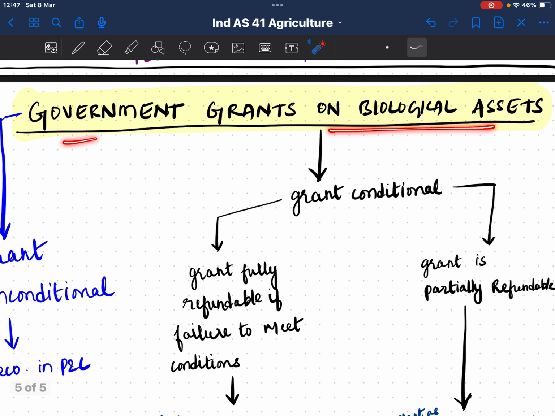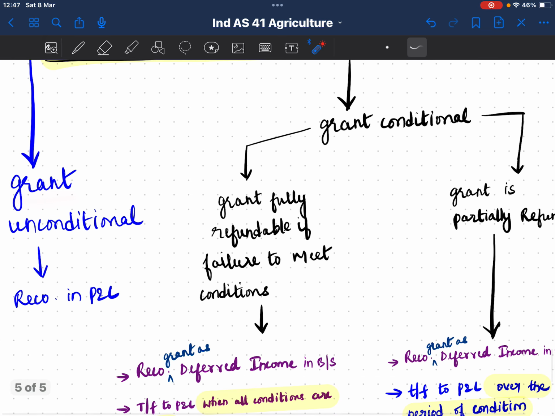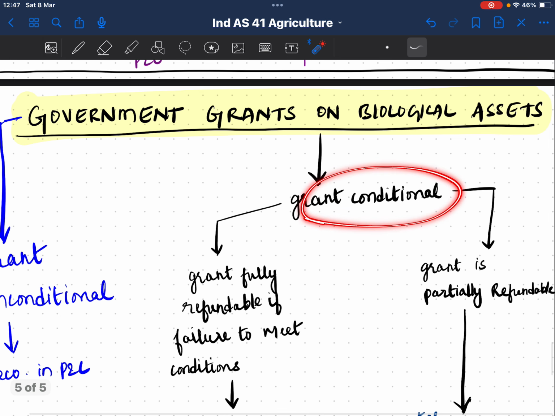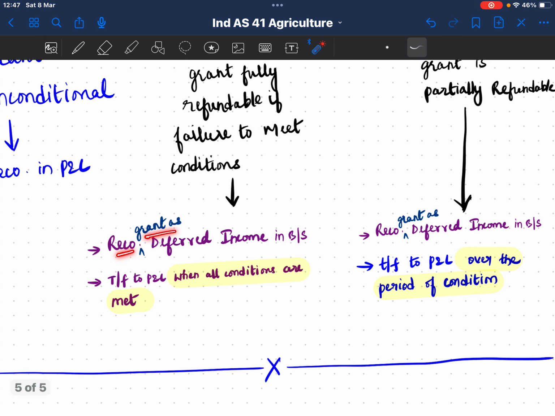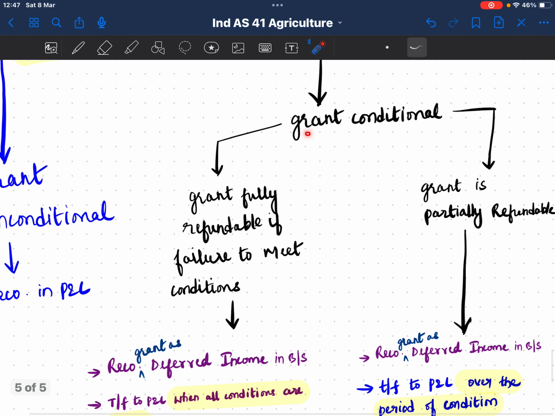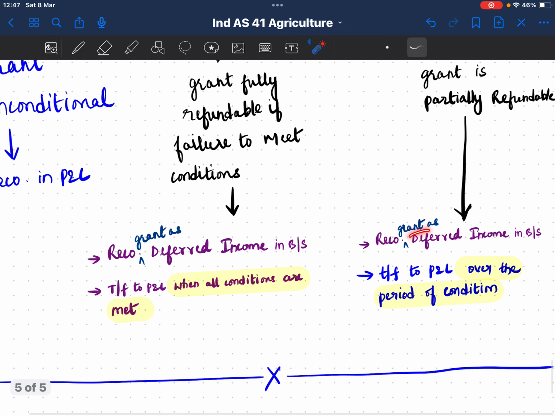Government grants on biological asset. When the grant is unconditional, it is recognized in P&L. When the government grant is conditional, grant is fully refundable if there is failure to meet the conditions. Recognize grant as deferred income in the balance sheet. Transfer to P&L when all conditions are met. If the government grant is partially refundable, then recognize grant as deferred income in the balance sheet and transfer to P&L over the period of condition.